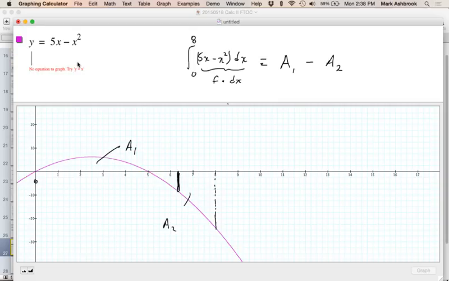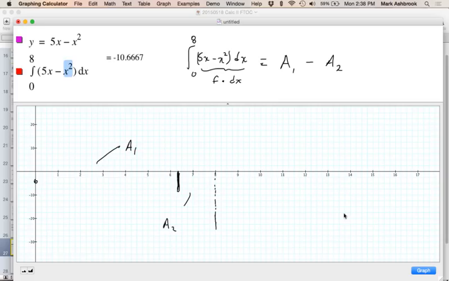So it'd be the integral from 0 to 8 of, the negatives have it. So it ends up being negative 10 and 2/3. And why is the integral negative? Because this area down here is bigger than this one, and it has a negative contribution to the integral.